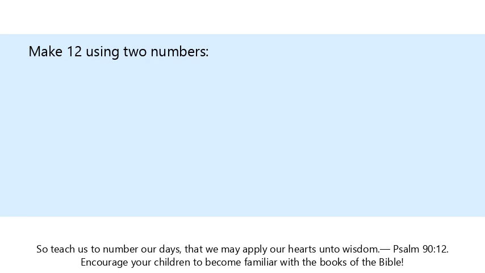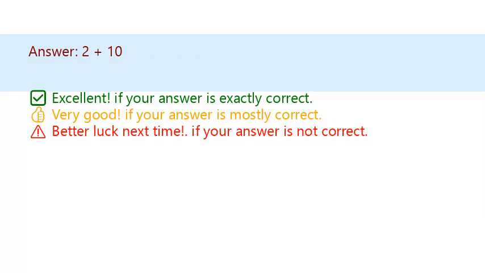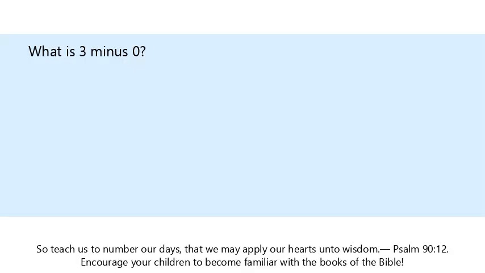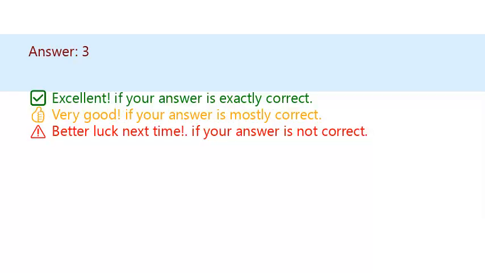Make 12 using two numbers. Answer, 2 plus 10. What is 3 minus 0? Answer, 3.